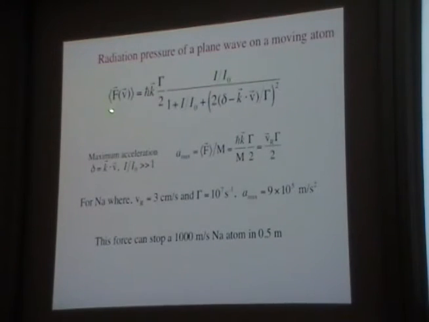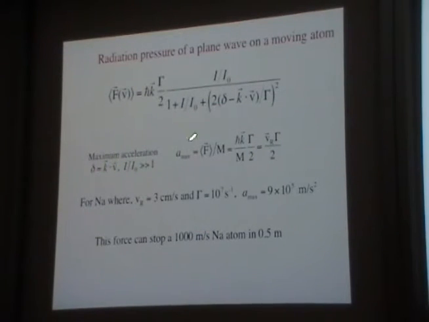So now I can put this into my equation describing the average force acting on the atom. And basically all you do is replace the detuning term in the original equation by this new term which contains the Doppler shift. And so now what I have is the average force acting on the atom as a function of the velocity of the atom.